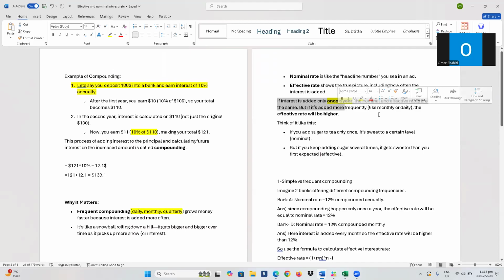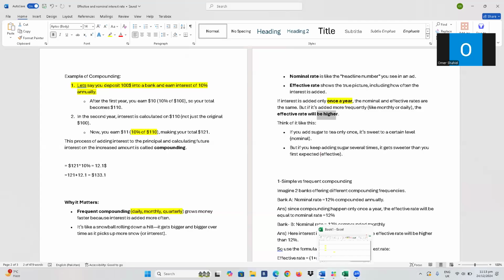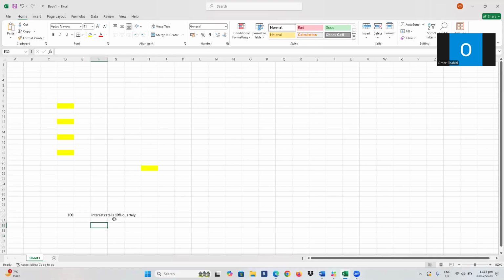But if it's added more frequently, like monthly, daily, or quarterly, then the effective rate will be higher. That's what I just explained. So if they are telling us that the interest rate is 10% quarterly, this means that our effective interest rate will be higher than the nominal rate. It will not be equal to the nominal rate. Am I right? So we need to calculate our effective interest rate here.